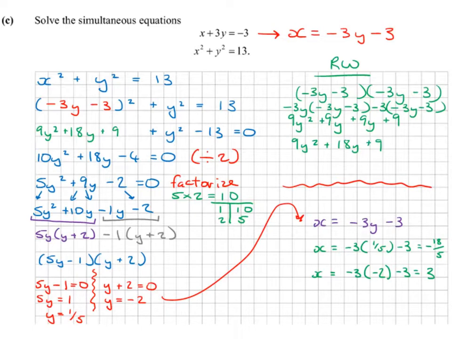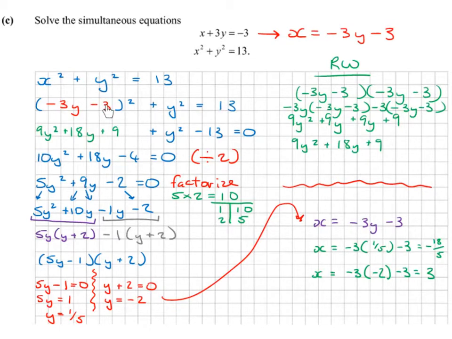And we're going to rearrange the simpler equation to get either the x or the y on its own. So I'm going to get x equals minus 3y minus 3. I've just brought the plus 3y over the equal sign. Next, I'm going to substitute this into the second equation. So I'm going to swap that x for minus 3y minus 3, squared. So I've got x squared plus y squared equals 13. The x squared becomes minus 3y minus 3, squared, plus y squared equals 13.